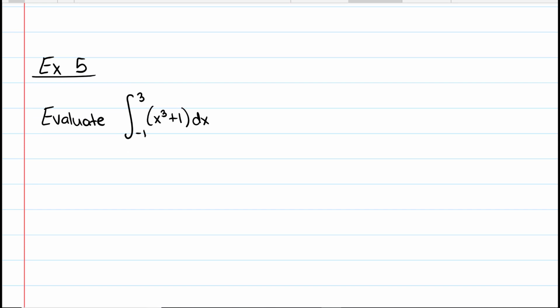So in example 5, we're going to use the Fundamental Theorem of Calculus Part 2 to evaluate this integral. So here we go. We have the integral from -1 to 3 of x cubed plus 1 dx. So the antiderivative of this will be x to the 4th divided by 4 plus x from the interval -1 to 3. Again, this became x to the 4th over 4 because the power used to be a 3. So you raise it 1 power and divide by the new power.